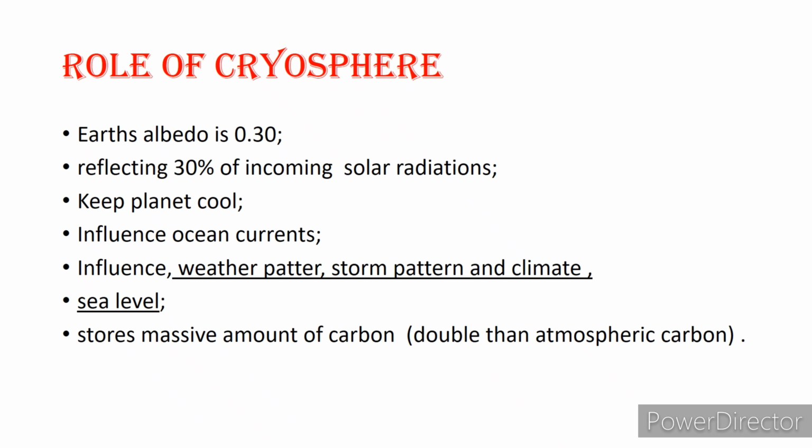Role of the cryosphere. Due to the presence of the cryosphere, Earth's albedo is 0.30. That is, 30% of incoming solar radiation is directly reflected back to space, which helps in keeping our planet cool. With it, the cryosphere also influences ocean currents, weather, climate, and sea level. It has a massive amount of stored carbon, which is double of that contained in the atmosphere.